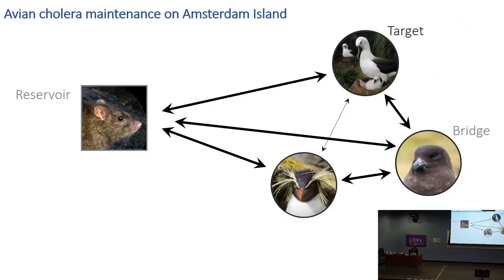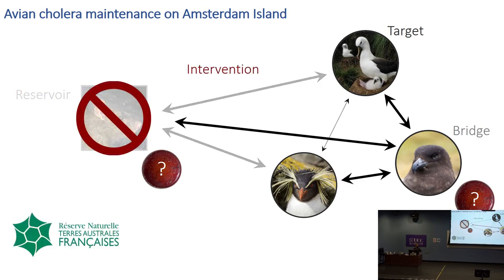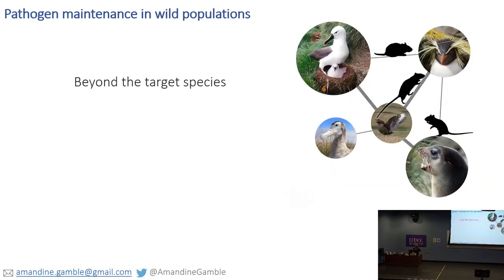So in conclusion, that's the idea that we have now of our epidemiological system for avian cholera on Amsterdam Island. We still need to get genetic data from the bacteria, which is quite tricky, I won't go into the detail here, to confirm mixing between the different populations. And one of the things we're looking forward to explore is how the dynamic of avian cholera will change as we remove rats from the island, as that's something that's planned for the future.